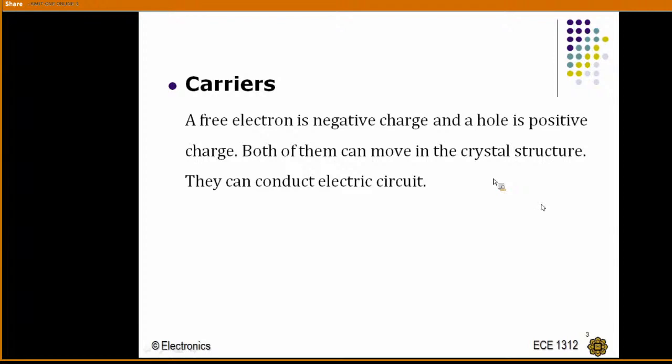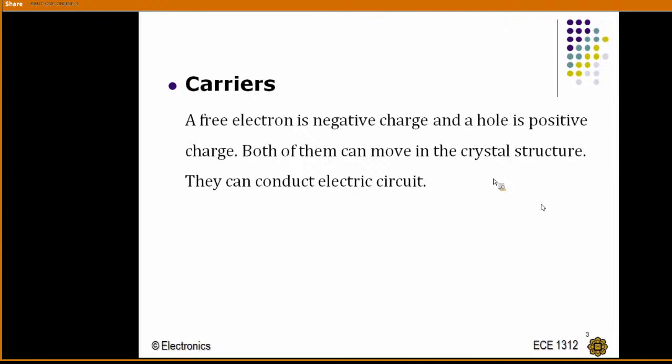Now see, there are some small definitions we are having. Three definitions are there, and I will give you the full clarity. What are the carriers? What is a drift current? What is a diffusion current? So these three things, once clear, everything is going to be very clear. Now, what are the carriers?